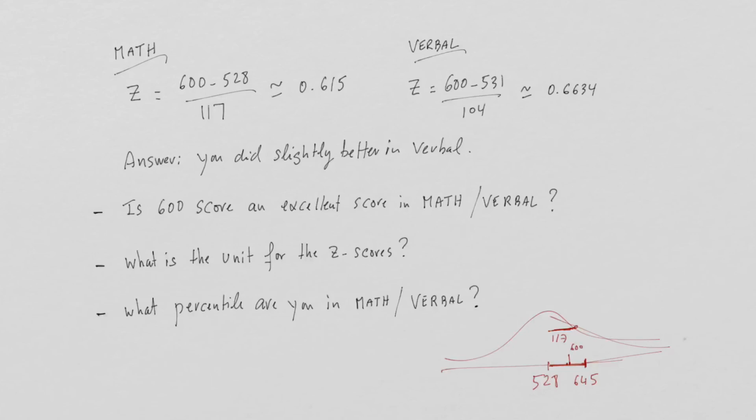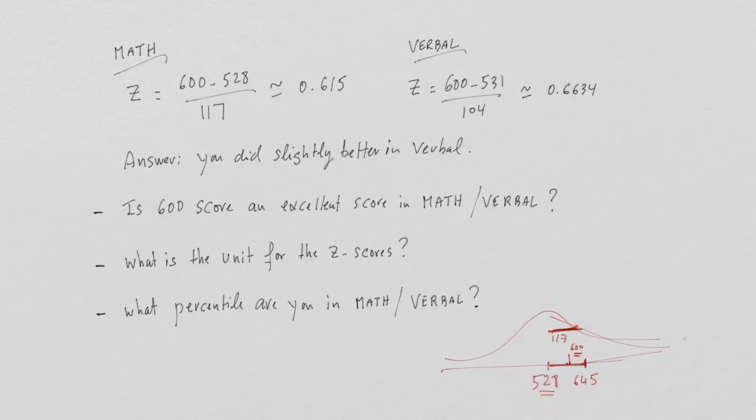You couldn't say, well, 600 is so far away from 528 by 72 points. That's silly because you have to take into account the standard deviation. So I couldn't say that, but the z-score is only 0.615. It's not even one standard deviation. 600 is basically sitting not too far away from 528. It's still within the bulk.